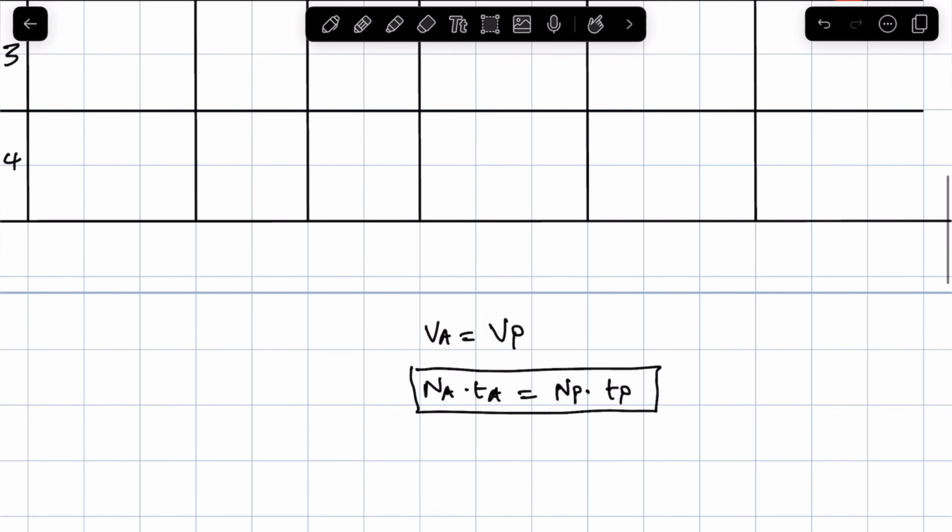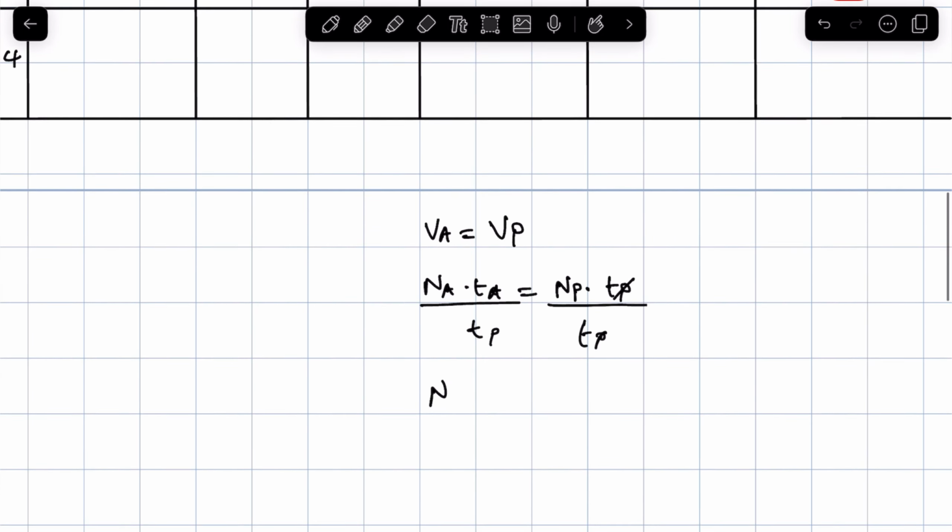So dividing this, remember we are looking for NP, the rotational frequency of the planet. So you divide both sides by TP. So essentially, NP is equal to NA times TA over TP.